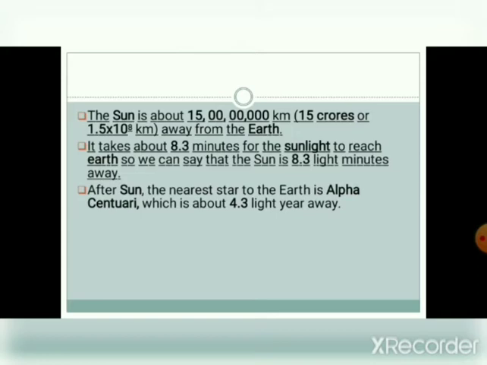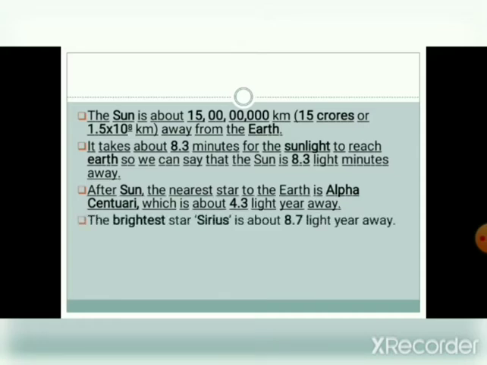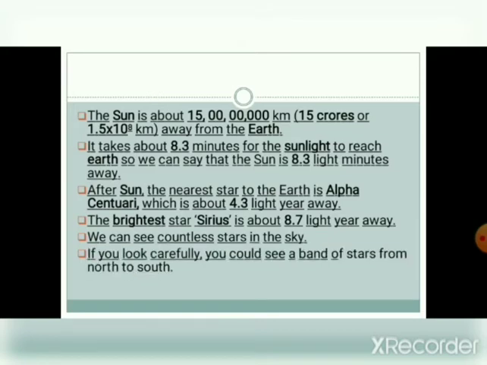Now after sun, the nearest star to the earth is Alpha Centauri, which is located about 4.3 light years away from the earth. Now another brightest star, which is called Sirius, is located around 8.7 light years away from the earth. Now we see countless stars in the sky, and if we take a closer look, we will find out that there are bands of stars from north to south.